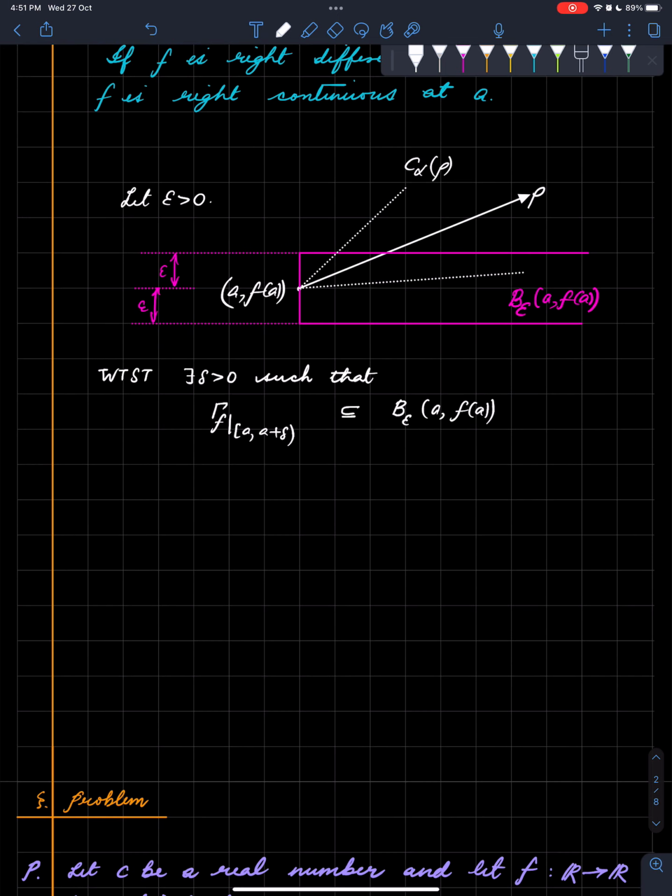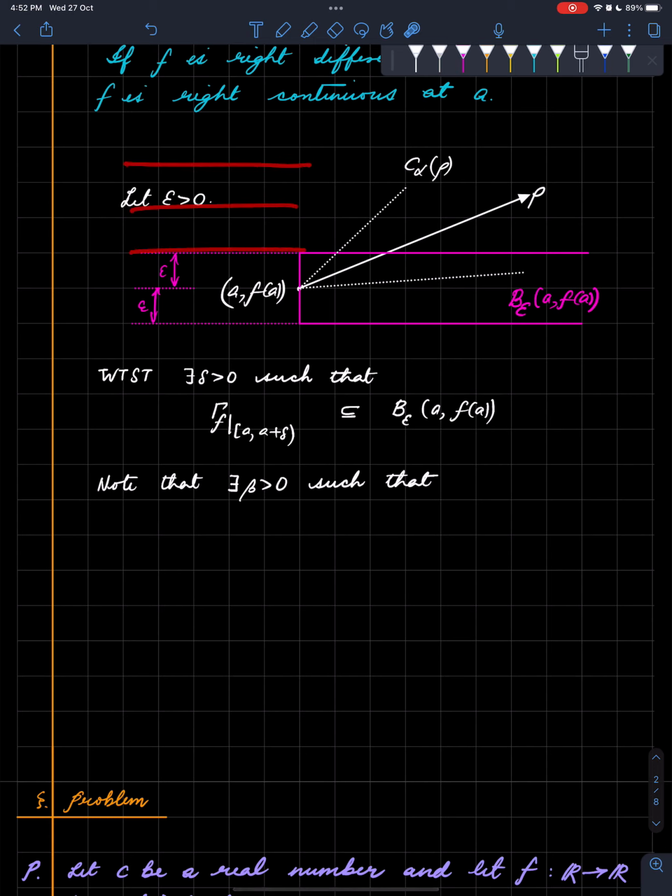And here is where I made the mistake. Rather, note that there exists beta greater than 0 such that, if you take the point a plus beta (last time I just said beta, that was a slip of the tongue), take the line corresponding to the x coordinate a plus beta, meaning all the points whose x coordinate is equal to a plus beta, and just consider the left half plane corresponding to it, then the points in the cone which are in that left half plane will all be completely contained in this right epsilon band.